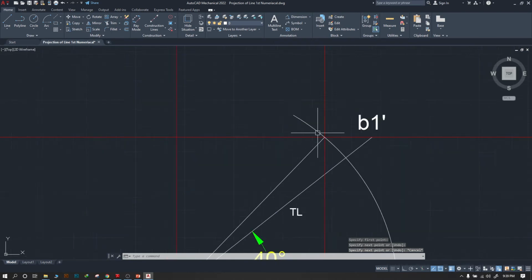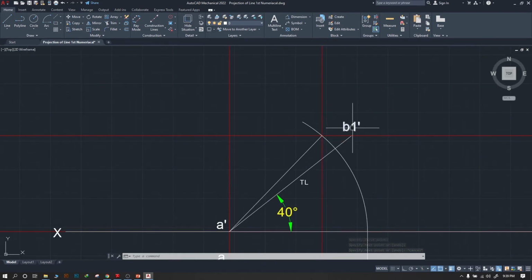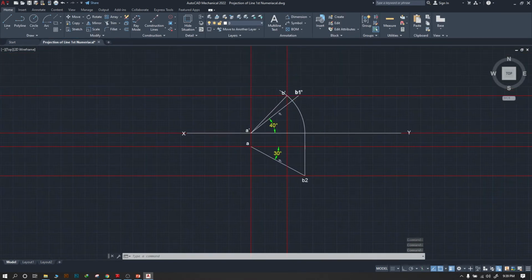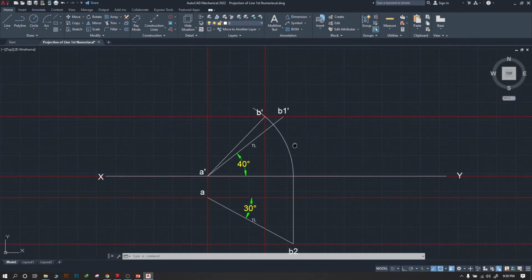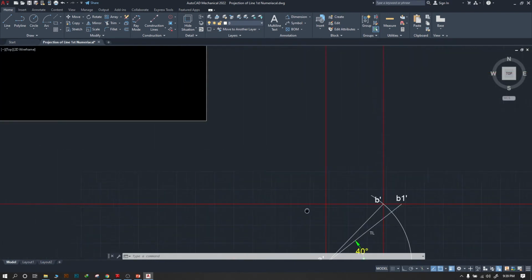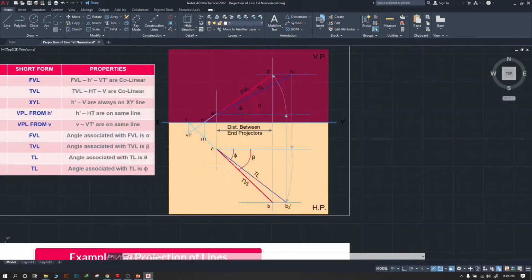Okay, so here we got our second point, so here we will get B dash. Okay, when the B dash is there, the shortcut method to find the B is that the B dash and B point are on the same line. So here it is mentioned the B dash and B on the same line, that is called the distance between the end projector. Okay, that line is vertical.